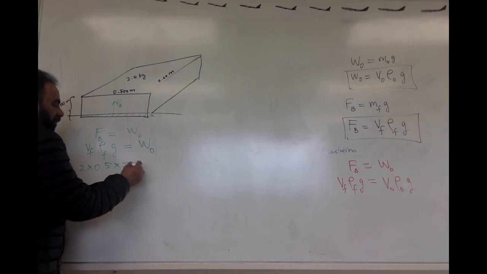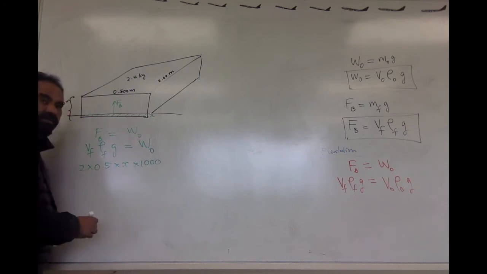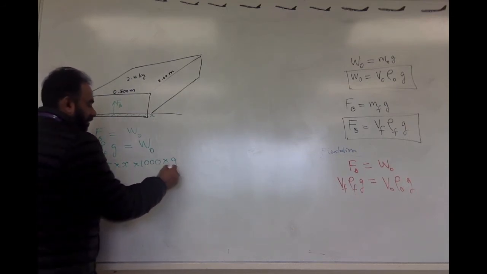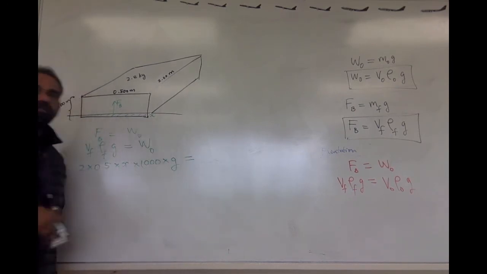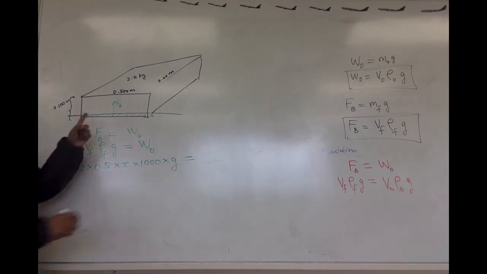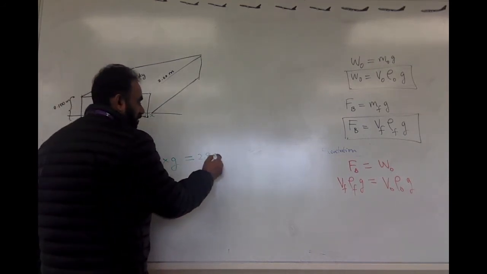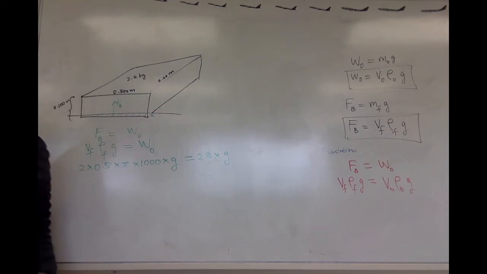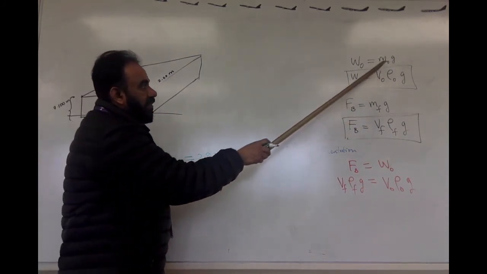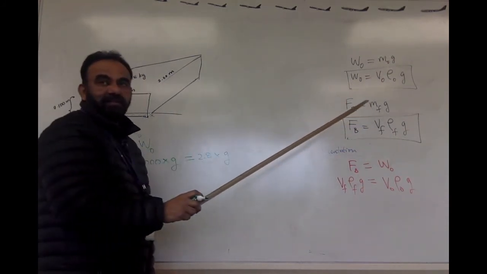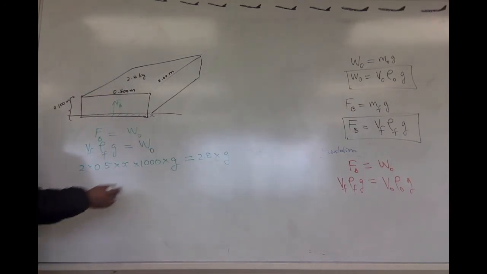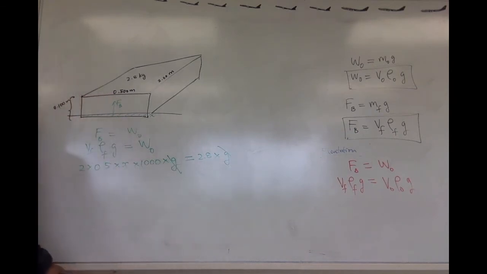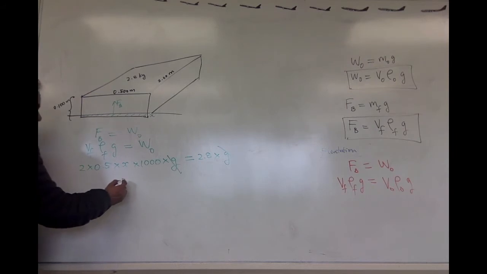Times density of the fluid displaced, which is water, times gravity, is equal to, what is the weight of the air mattress? No, that's the mass, 2.8. Weight is mass times gravity. Right? So mass times gravity. Now, go ahead. Can you find x? How much is x?